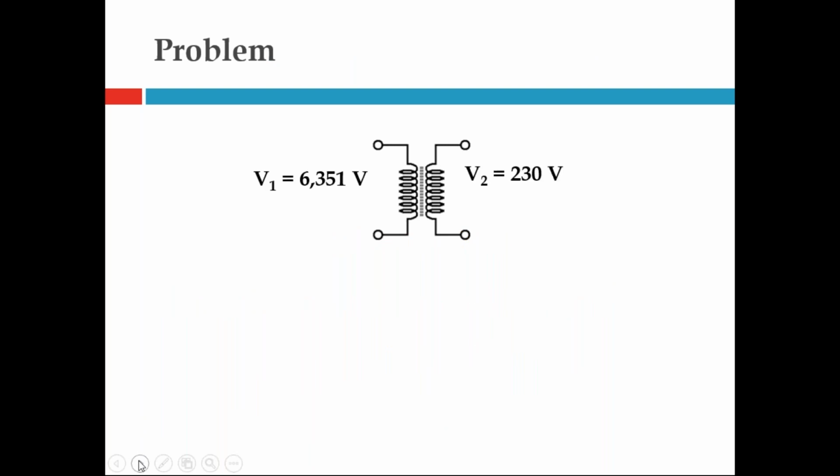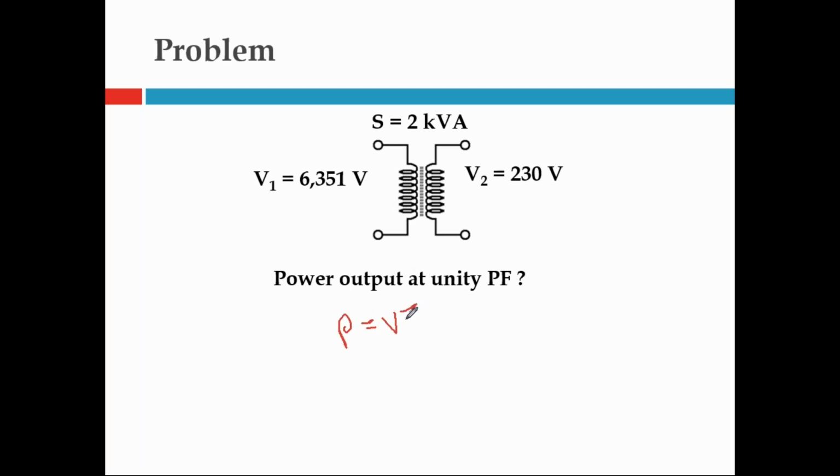Now let me see one example problem on active power and apparent power calculation. This is the question. We have the V1 value, V2 value, and S value. Then find the power output at unity power factor. P is equal to VI cos phi. This is the power. Here VI we can represent as S, and cos phi is equal to 1. So S into 1. What is the S value here? 2 kVA. Now let me see what the answer will be.